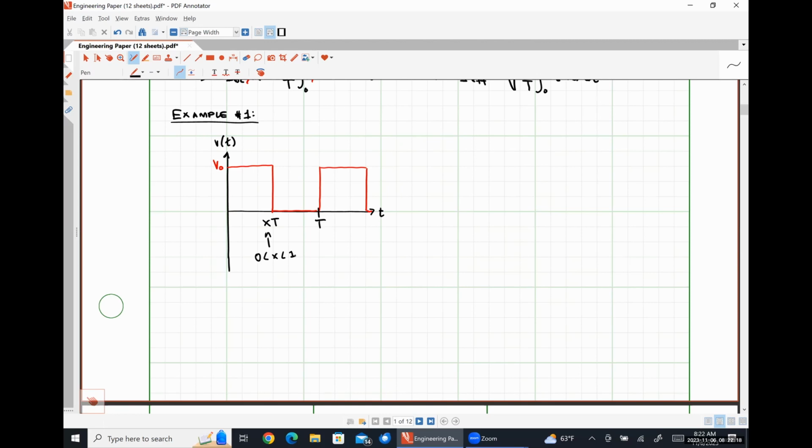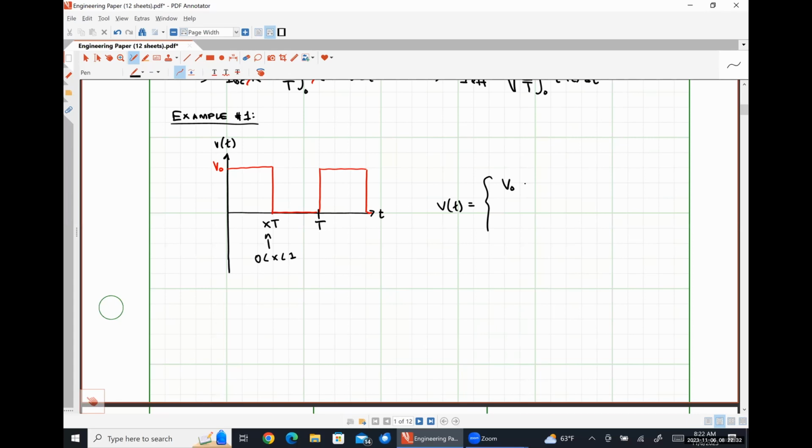So we could mathematically describe our periodic voltage waveform over one period as a piecewise function where we have a value of V naught for 0 less than t less than x times capital T, and we have a value of 0 volts for x times T less than t less than capital T.